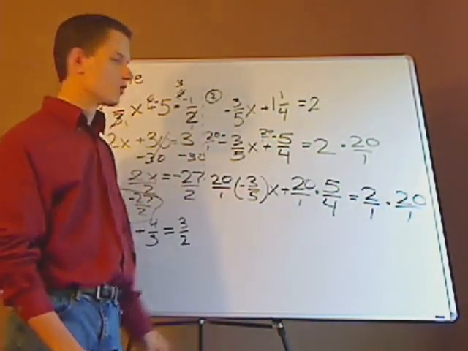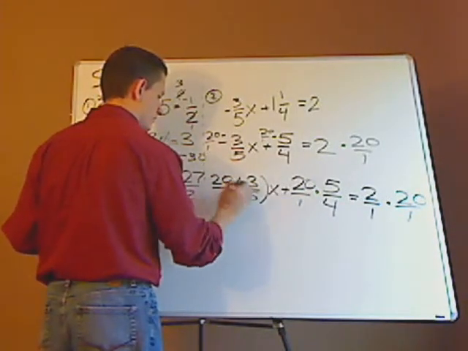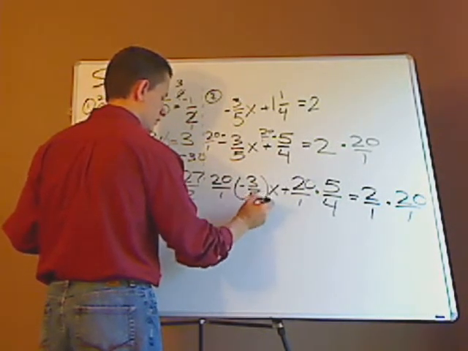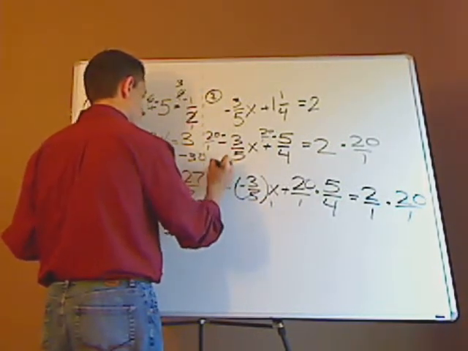Now you can cross cancel. So the 5 cancels out with the 20, right? 5 goes into 5 once. 5 goes into 20 4 times.